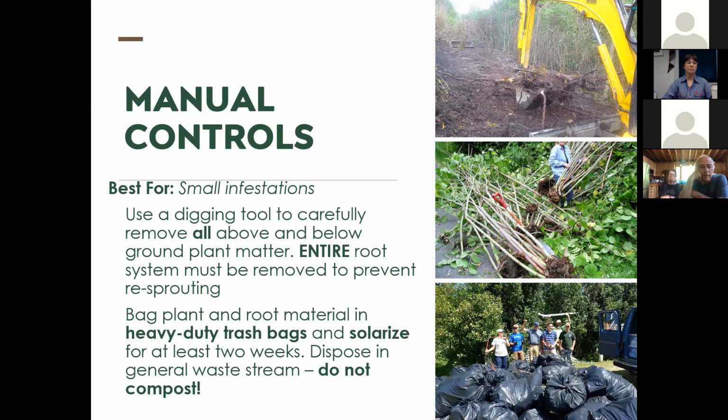All plant material that is removed should be bagged up in a heavy-duty trash bag and placed in the sun to solarize or decompose for at least 2 weeks. After the plant material has solarized or decomposed, it can be disposed of in the waste stream. We generally do not recommend composting invasive plant material because unless you have a very high temperature compost pile, it's likely that the invasive plant material will remain viable and continue to grow.